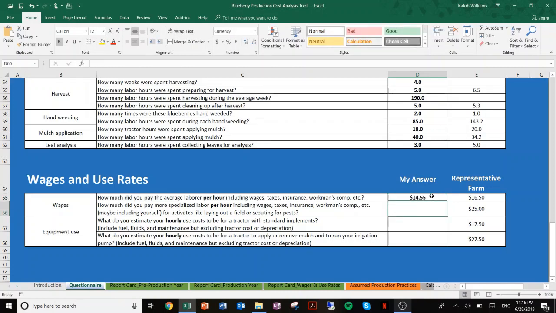And then it asks about specialized labor. Now, specialized labor generally will mean what is your wage that you would pay yourself?